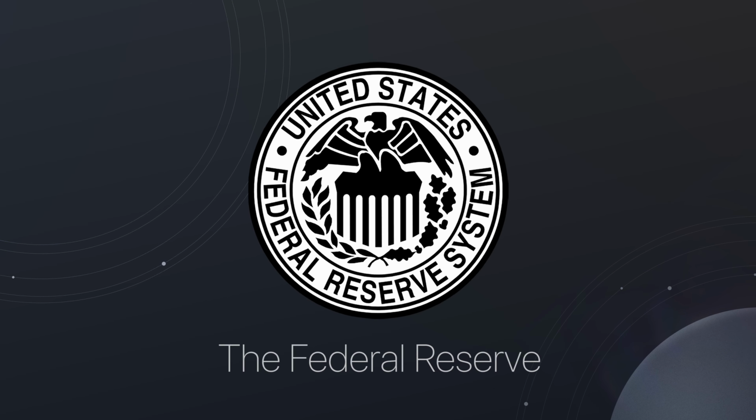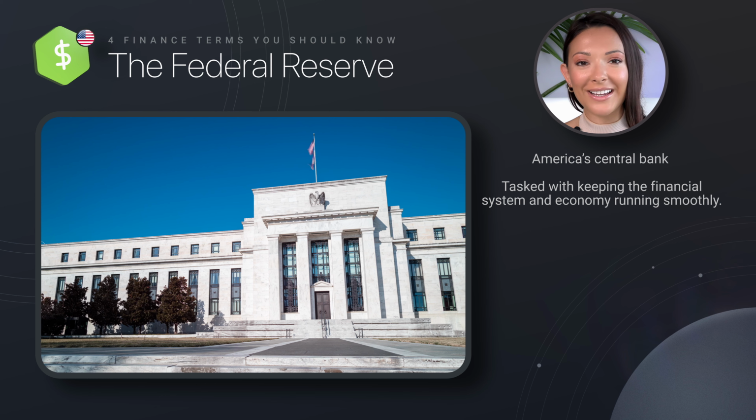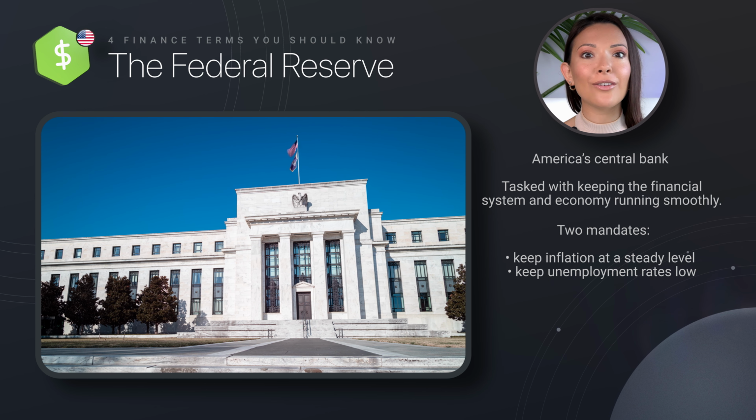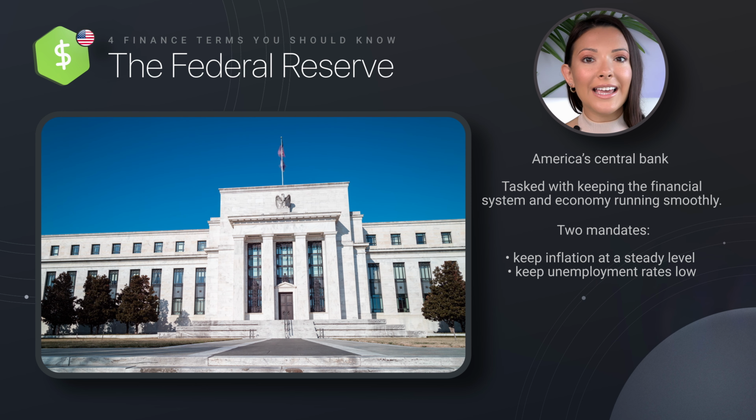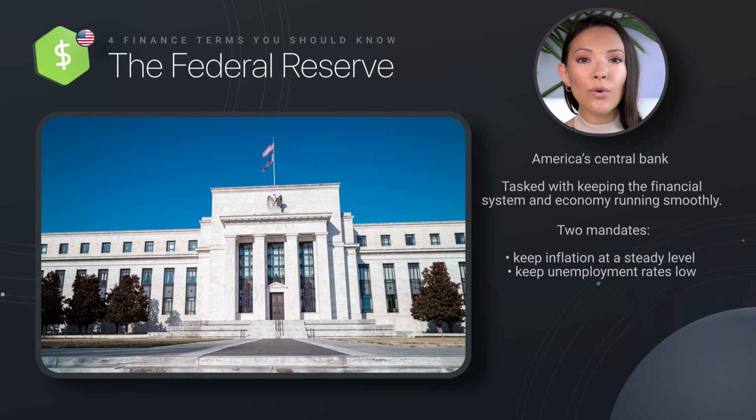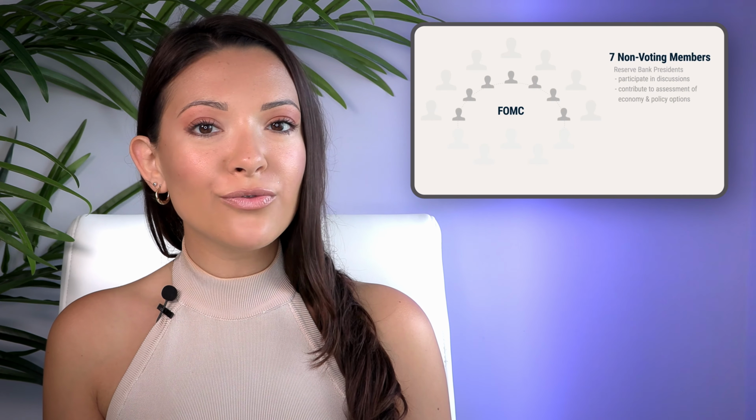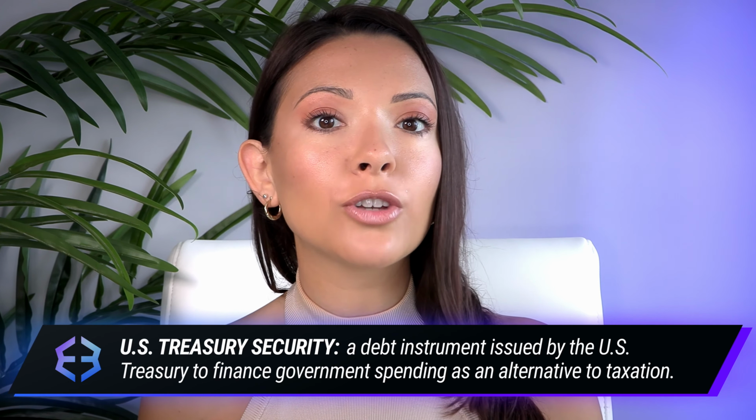The Federal Reserve, more commonly referred to as the Fed, is America's central bank. The Fed's primary purpose is to keep the financial system and the economy running smoothly. They do this by pursuing two mandates: keep inflation at a steady level and unemployment rates low. The Fed has several tools they use to achieve their objectives. They can raise or lower interest rates and perform quantitative easing. Quantitative easing, which is usually referred to as QE, means the Federal Reserve buys treasuries from large commercial banks.